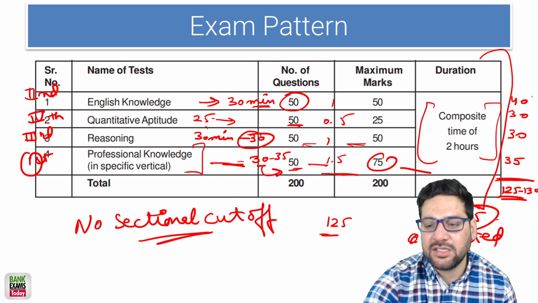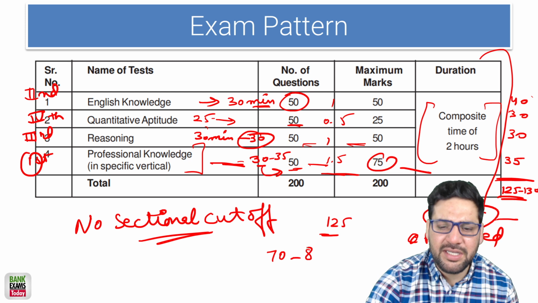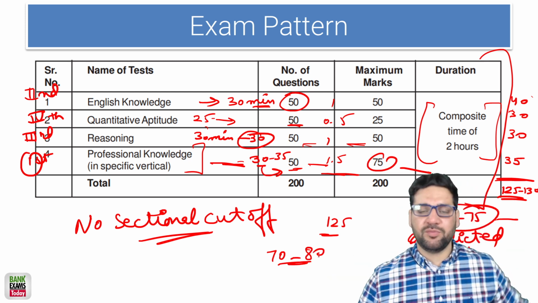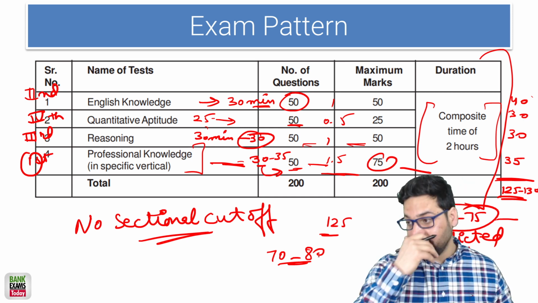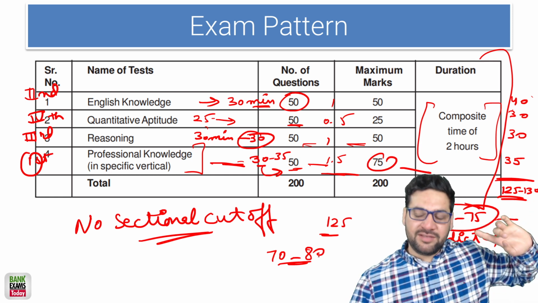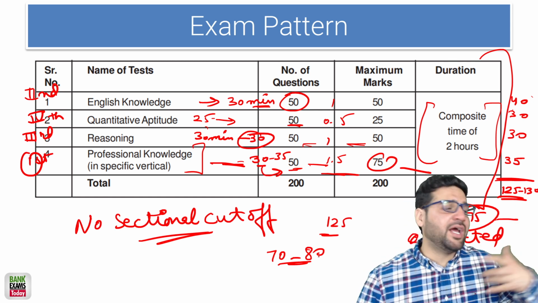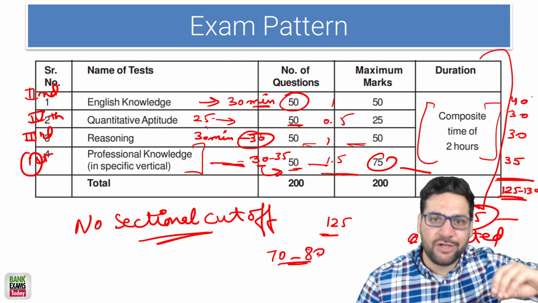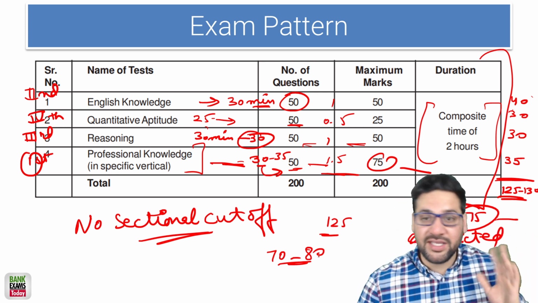Maybe it can be 70 to 75, 80. This sort of cutoff is there according to me. That's my rough idea. I'm not pretty sure about it. Once the paper is done and I do the exam analysis, I'll give you the exact cutoff. As of now, I don't know what the cutoff would be. This is the kind of cutoff that I have seen in the previous credit officer level exam.